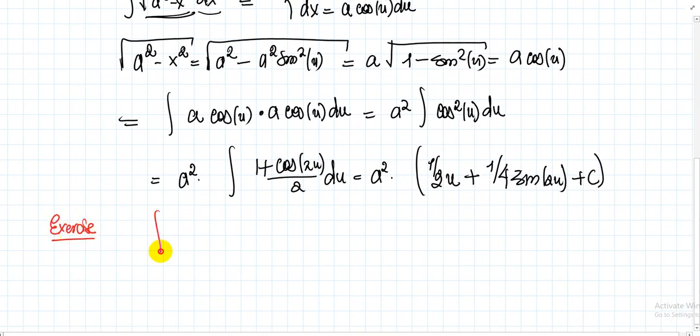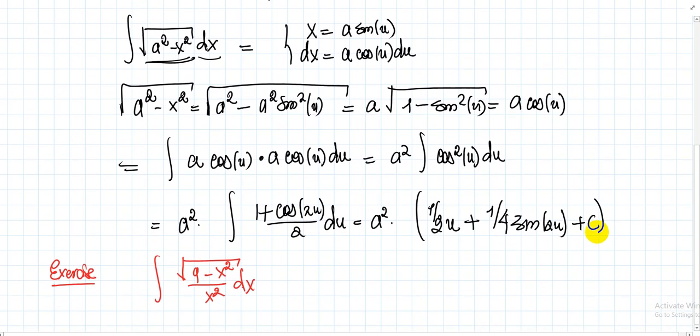Another exercise. Could you please find the integration of the square root of 9 minus x squared, divided by x squared, with respect to x? This is just a substitution. Someone just figured out that if they do this, they can get rid of the square root. Okay? So you just need to learn.